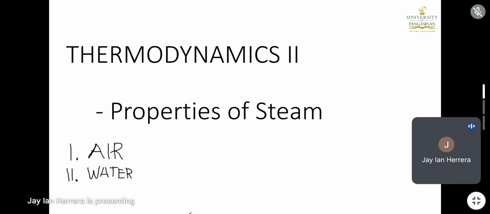Kumbaga, na-discuss natin sa Thermo 1. And then sa water, this is a multiple state of properties ng element. Okay, so Thermo 2, properties of steam na tayo.